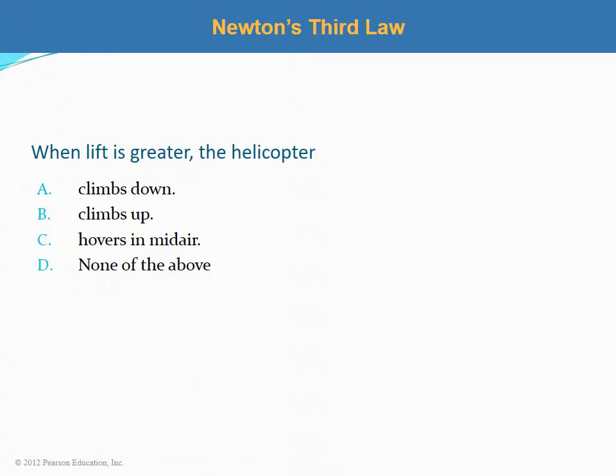When lift is greater, the helicopter A, climbs down, B, climbs up, C, hovers in midair, D, none of the above. B, climbs up. We have two forces that are not equal. The upward lift is greater than the downward pull of gravity. We can also conclude that lift and gravity are not action-reaction pairs. Action-reaction pairs are always equal and opposite.